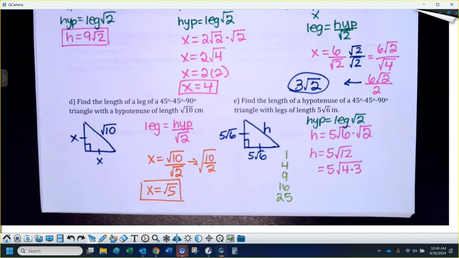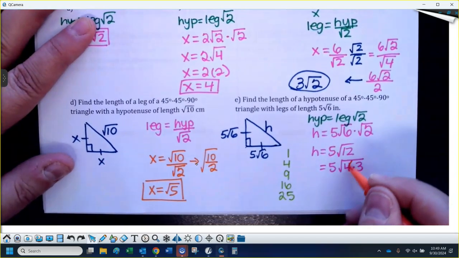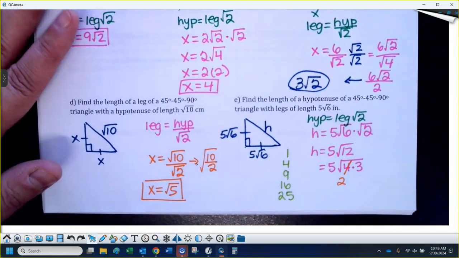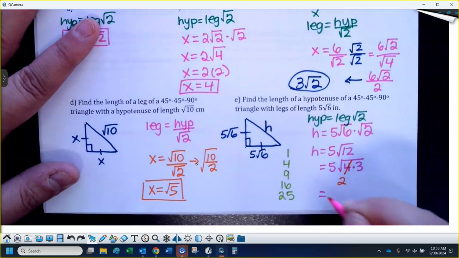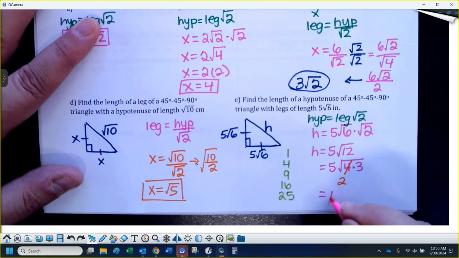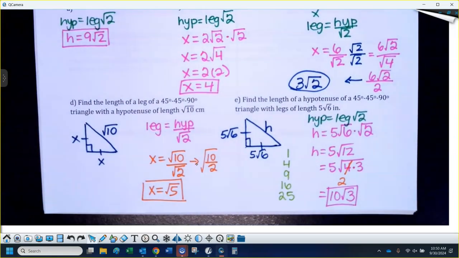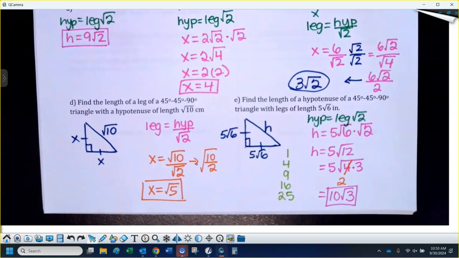Okay, if you can rewrite it as the product of a perfect square and whatever it is, in this case 3, you can just pull the perfect square out. So the square root of 4 would come out as a 2. If you happen to have something in front already, which we have, that 5, you just multiply these together. So 5 times 2 is 10, and the 3 stays under the square root. That would be my answer. Is anybody having a question?